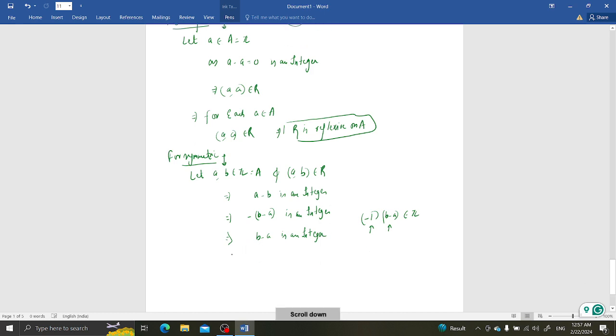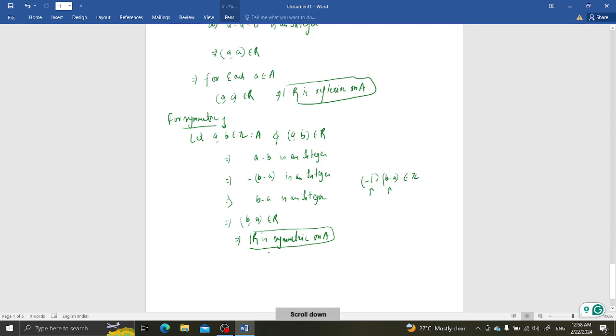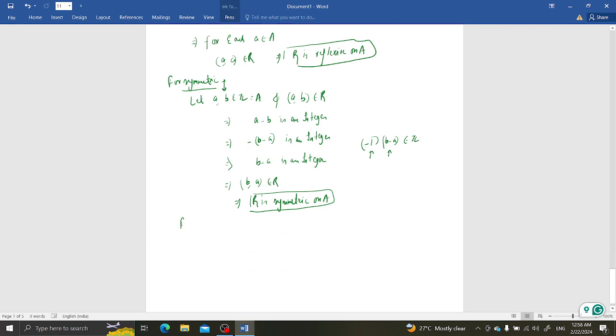Clear? Hence, if B minus A is an integer, B comma A belongs to R. So this implies, as this is true for any ordered pair, any A comma B, if you take A comma B belongs to R, then B comma A has to be in R. So R is symmetric. R is symmetric on A. Done. Now for transitive. For transitive, same thing we have.